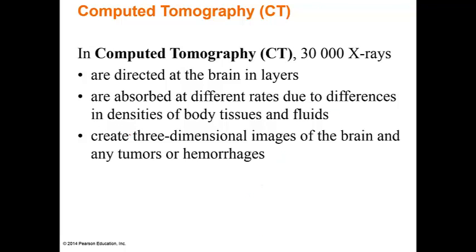CT scans are directed at the brain in layers. They're absorbed at different rates due to different densities of body tissue and fluids, and that's what I was going to talk about in a previous section. You know, tissue could mean many different things because there are many different types of tissues and amounts in each individual body. But it does create a three-dimensional image of the brain and any tumors or hemorrhages.